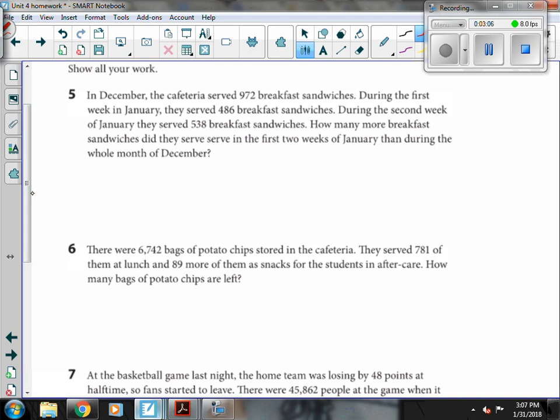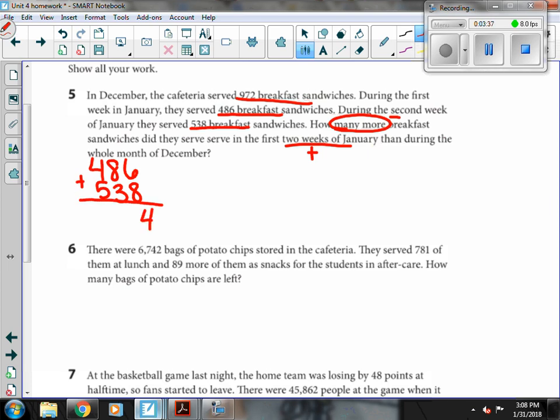In December, the cafeteria served that many breakfast sandwiches. During the first week of January, they served that many sandwiches, and this that many. So how many more did they serve? So how many more? Let's say at some point I'm going to subtract. But I have the first 2 weeks, which tells me I need to add those 2 weeks. So I get 1,024 breakfast sandwiches for the first 2 weeks of January. Now how many more is that than December?